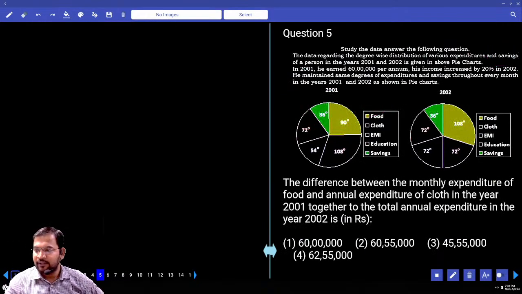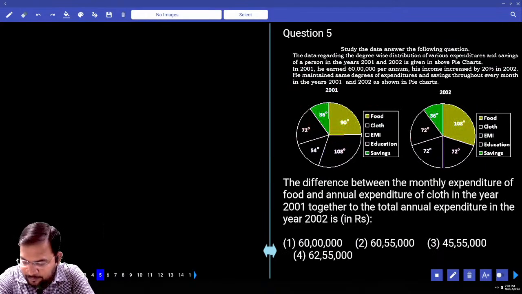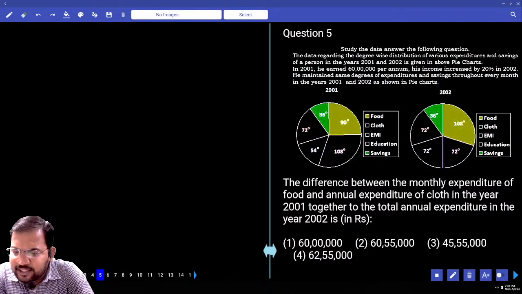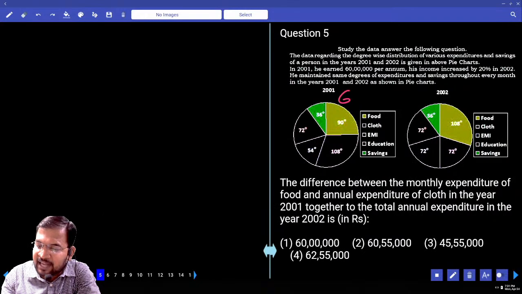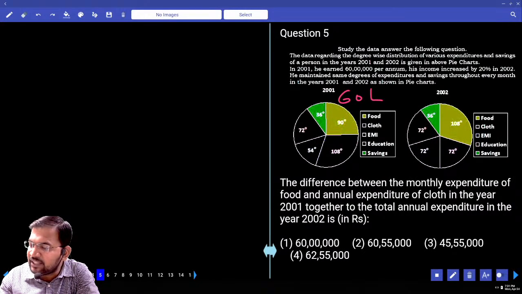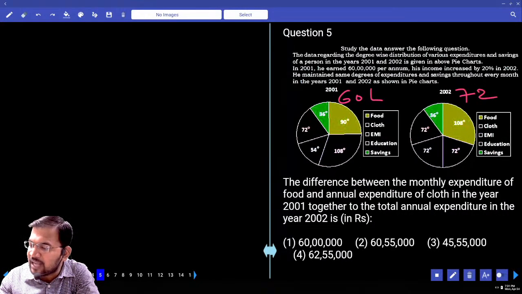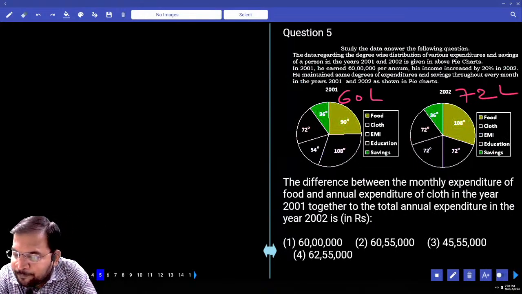Next, they have given the data regarding the degree-wise distribution of various expenditures and savings of a person in the years 2001 and 2002 in the charts above. In 2001 he earned 60 lakhs, and his income increased by 20% in 2002. Here 60 lakhs with a 20% increase is nothing but 72 lakhs, na. Are you clear?